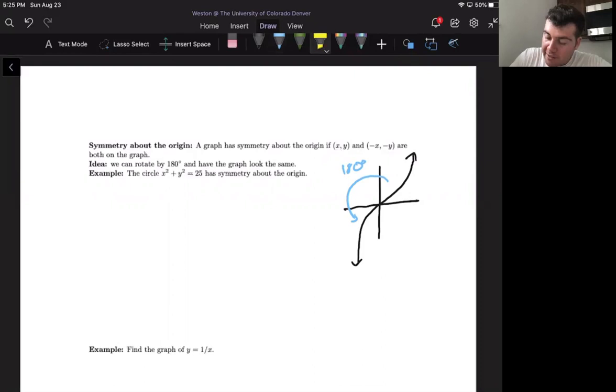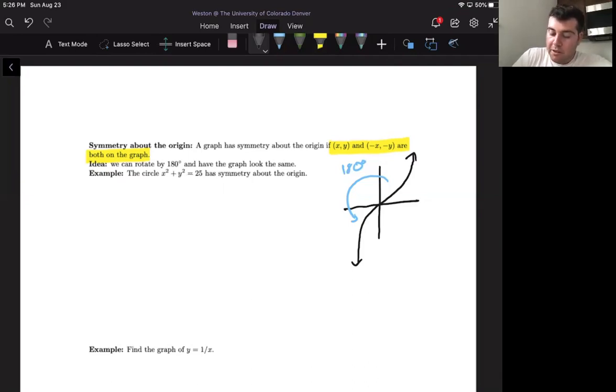And for that, we have a similar test where if x and y and negative x and negative y are both on the graph, then we have symmetry about the origin. And so we can check this with a circle.